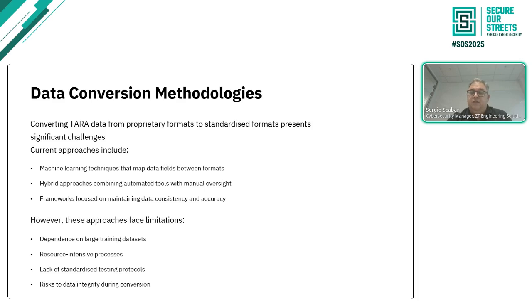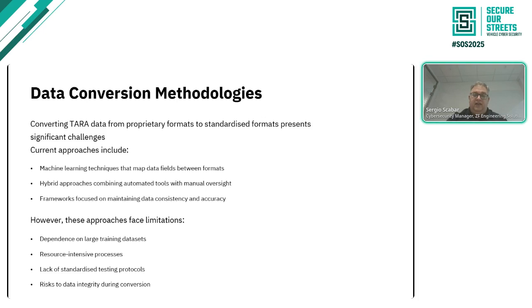And in a nutshell, what we have is machine learning mapping, promising but requires huge datasets. Hybrid approaches, accurate but labor intensive, and framework-based methods, consistent but lacking universal acceptance. And all of them with risks to data integrity during conversion. Each has pros and cons, and none are yet industry standards.